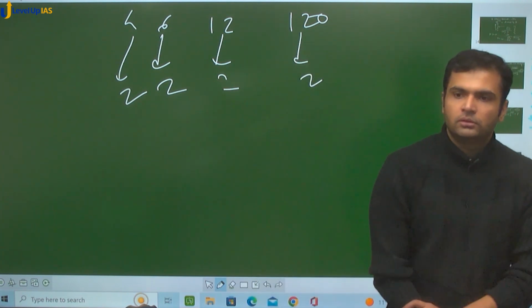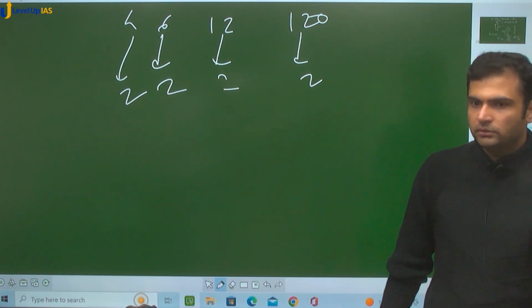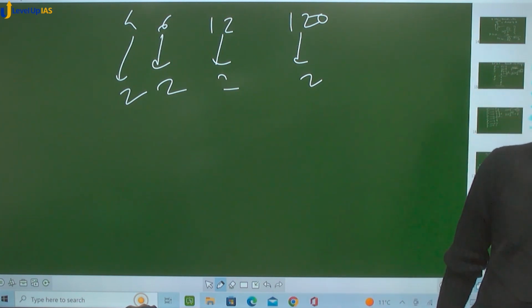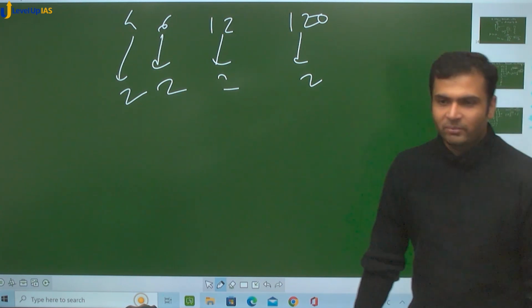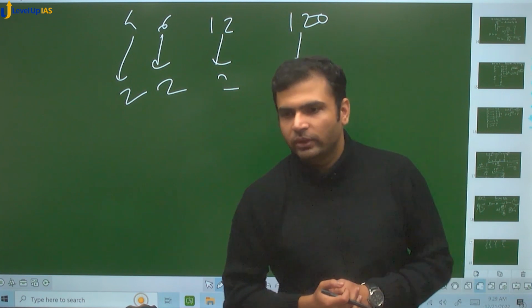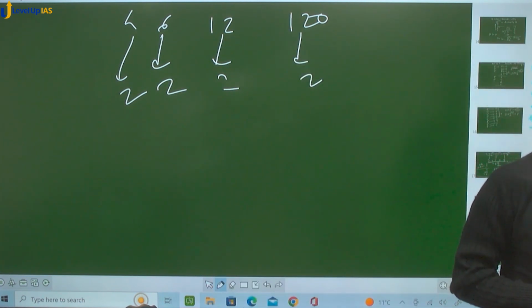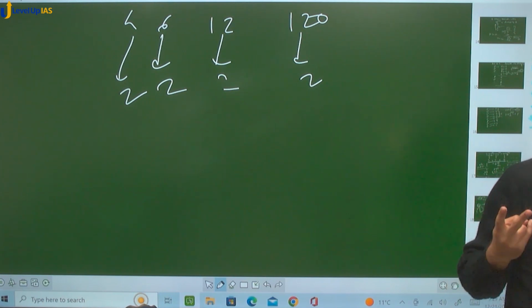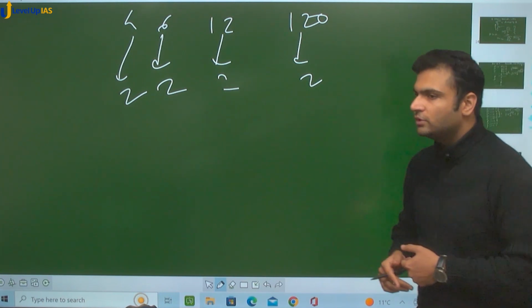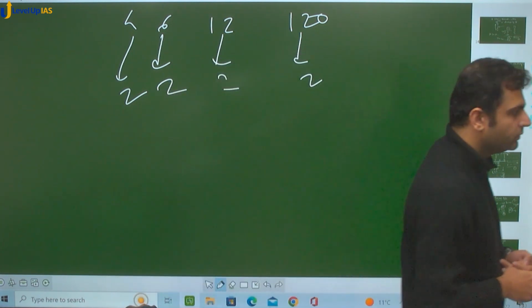Is 1 a prime number? Yes? No? 1 is not a prime number. 1 is neither a prime number, nor a composite number. Remember this as a fact. 1 is neither prime nor composite. So what is the smallest prime number? 2. The smallest prime number is 2. 1 is not a prime number. Fine.